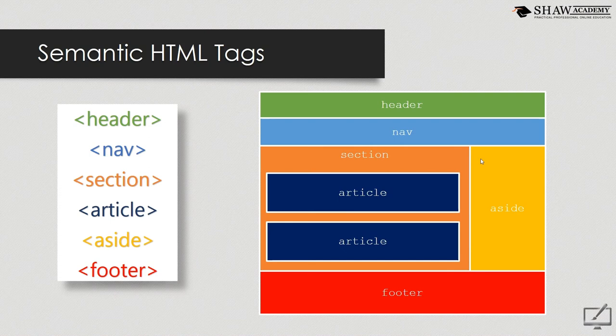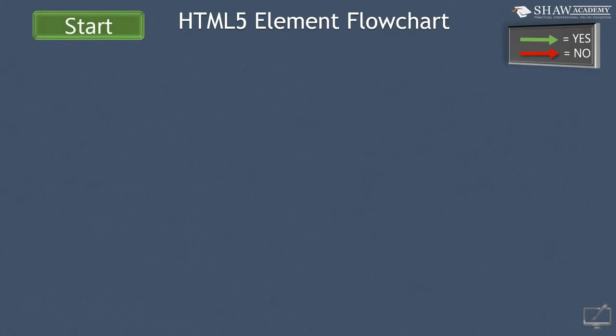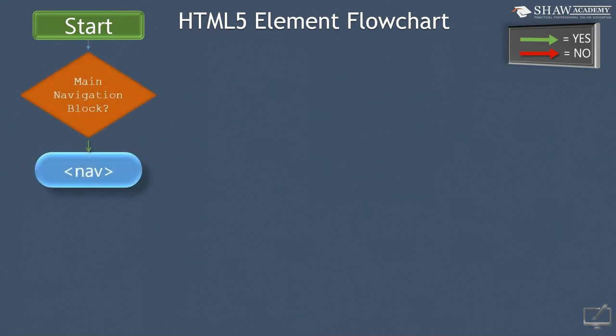So let's take a quick look at that flowchart again. We'll start at the very top and ask ourselves a question: is the element going to be a main navigation block? If it is, then we can use our nav tags. Now this isn't for a series of links, or for links to external websites. This is your main navigation block. This is going to tell the search engines, and anything else that's looking at your site, that this is how you navigate this site. It's not a link to resources, not a link to anything else. This is the navigation block that navigates this site.